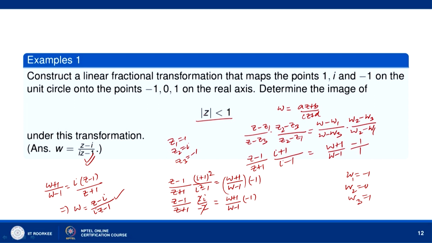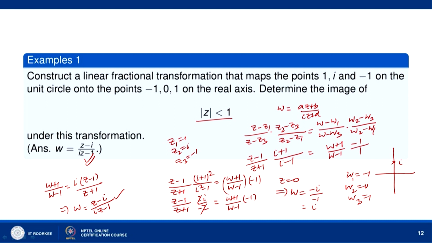So, let us take the test point z equal to 0. z equal to 0 goes to W equal to minus i divided by minus 1, this means i. Okay. So, i lies here.